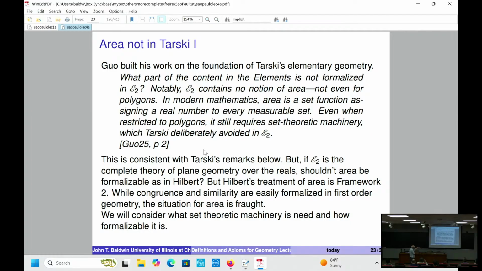And in addition, in modern mathematics, area is a function from sets of points, right? You're talking about the interior. It's some set of points, and there's no sets of points in first order logic. I mean, I figured out a way to do it a minute ago. It wasn't very good. It's not that there are none, but it takes some definition.